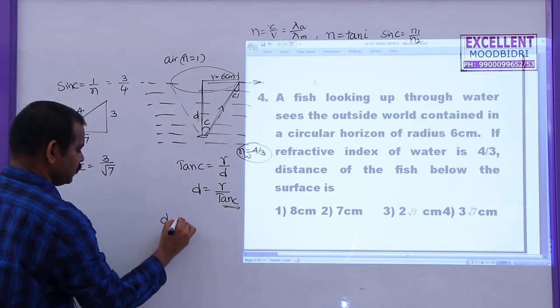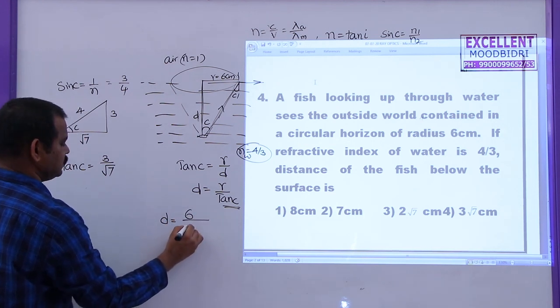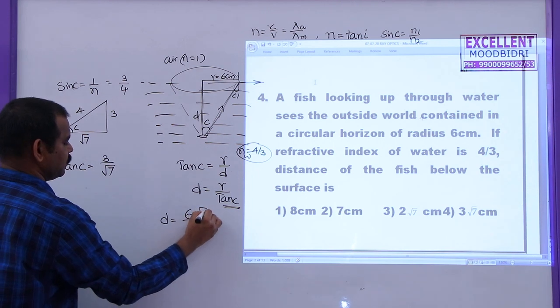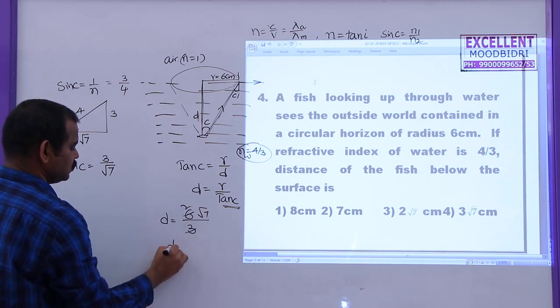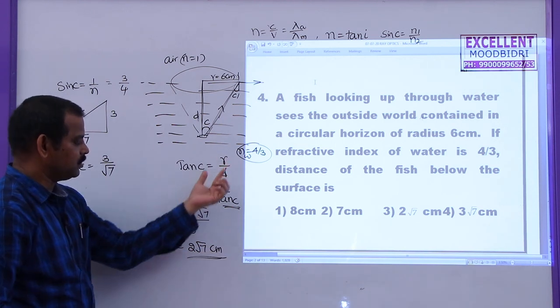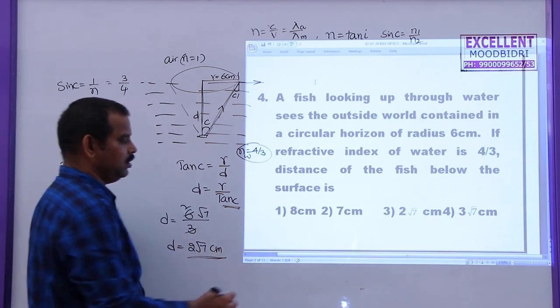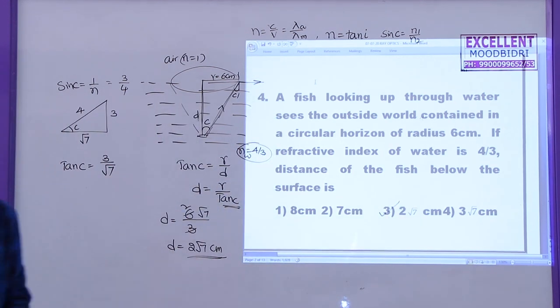So the depth of the fish below the surface of water is D equal to R, 6 centimeters, divided by tan C, which is 3 by root 7. So this 3 can cancel, and D is equal to 2 root 7 centimeters. As R is in centimeters, you will get this depth also in centimeters. All the options are given in centimeters only. So option 3 is correct.